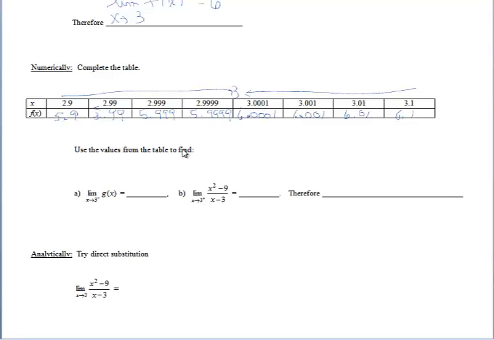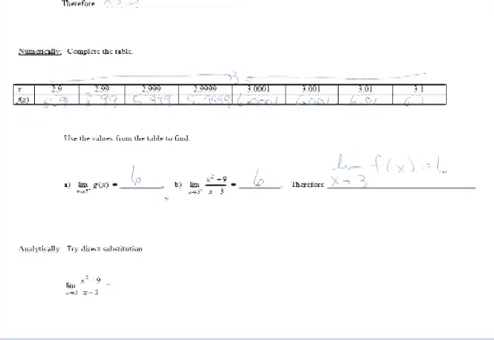Use the values from the table to find the limit. So let's say that this table was already generated for you. Okay, as x approaches 3 from the left, okay, my y values are going into 6. That's what the pattern suggests. My right limit is also 6. Therefore, the limit is 6. Because these two are the same. Okay?